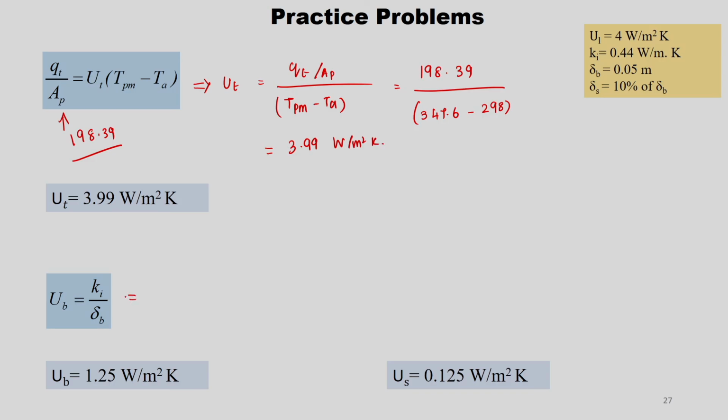And then UB, for UB you would require the thermal conductivity of the insulation material and bottom insulation thickness, that is given here. Ki is 0.04, bottom insulation thickness is 5 centimeter or 0.05 meter, which is coming around 1.25 watt per meter square Kelvin. So, the assumption is 10% of UB can be taken as US. So, 0.125 watt per meter square.